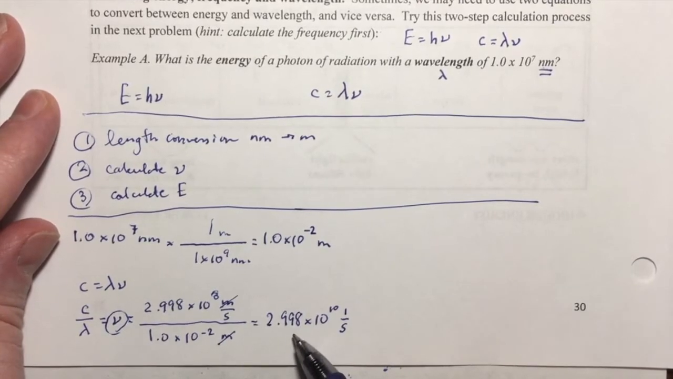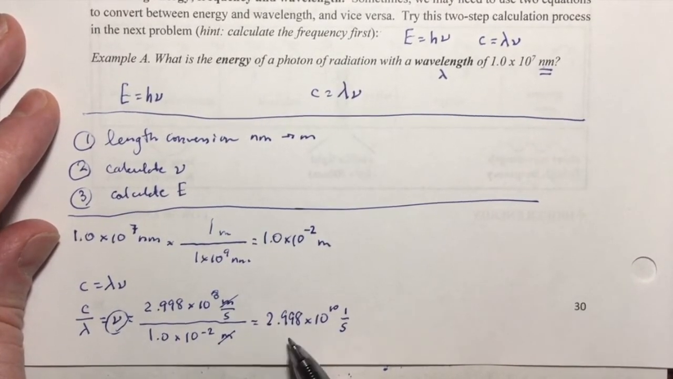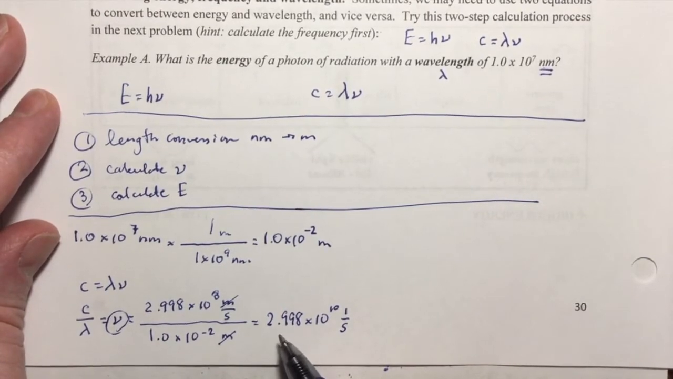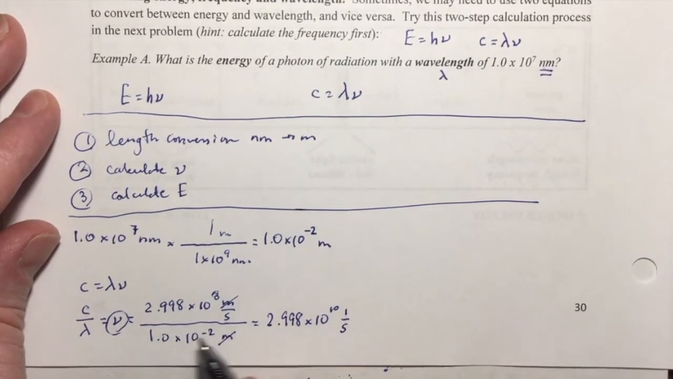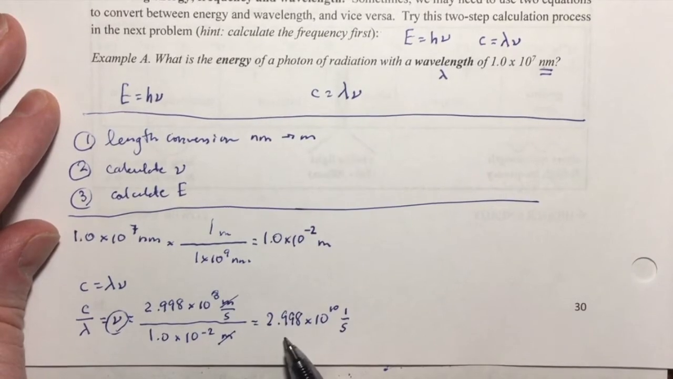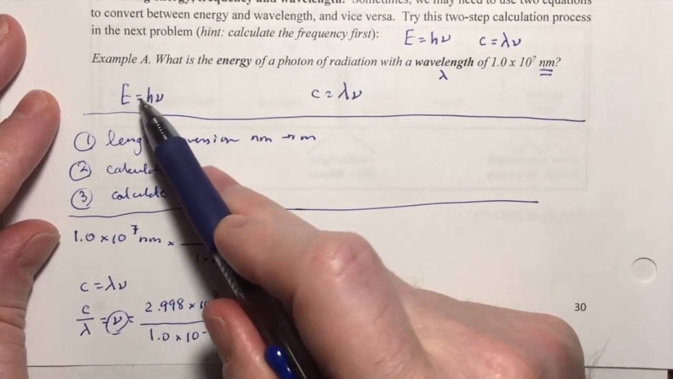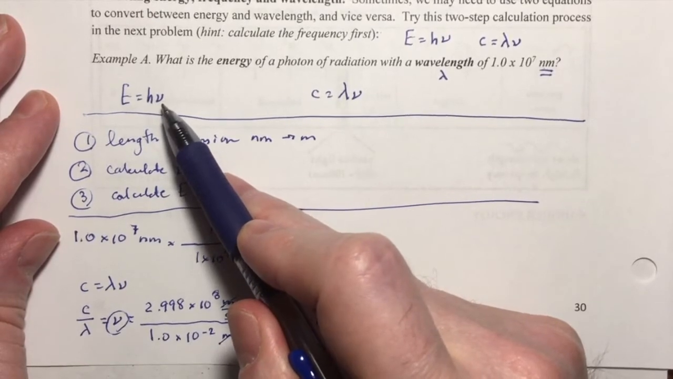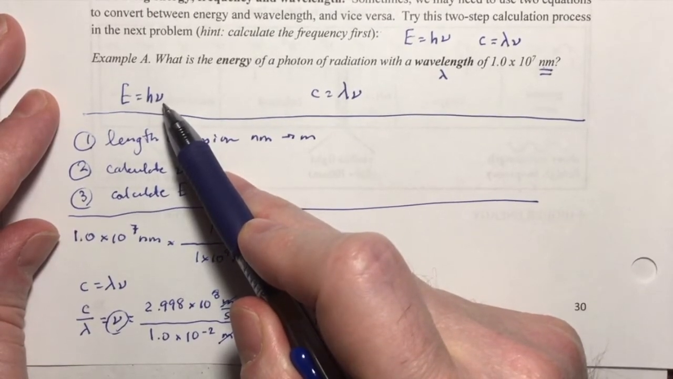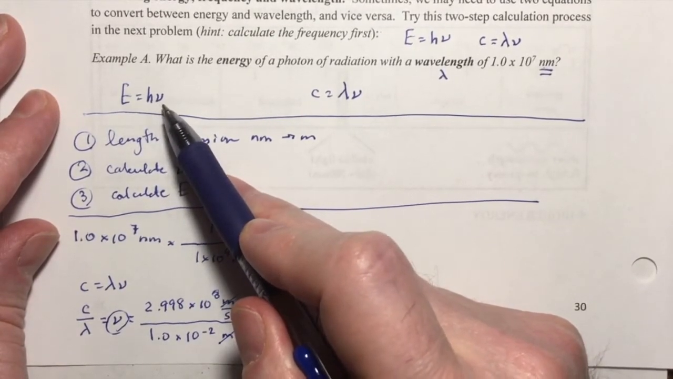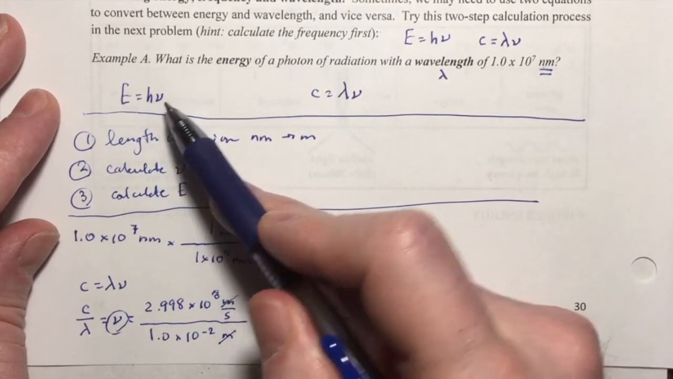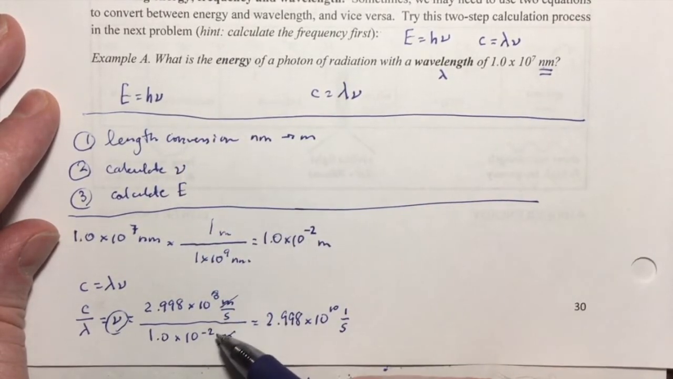Well, let me ask you a question. Should I round this to 2 sig figs at this point? I could, because the rule for sig figs is that multiplication and division says that I should round that to 2 sig figs, which would be 3.0 times 10 to the 10th. But here's why I'm not going to do that right now. I know that the next mathematical calculation I'm doing is also multiplication and division. So this next math step that I'm going to be doing uses the same sig fig rule as this does.